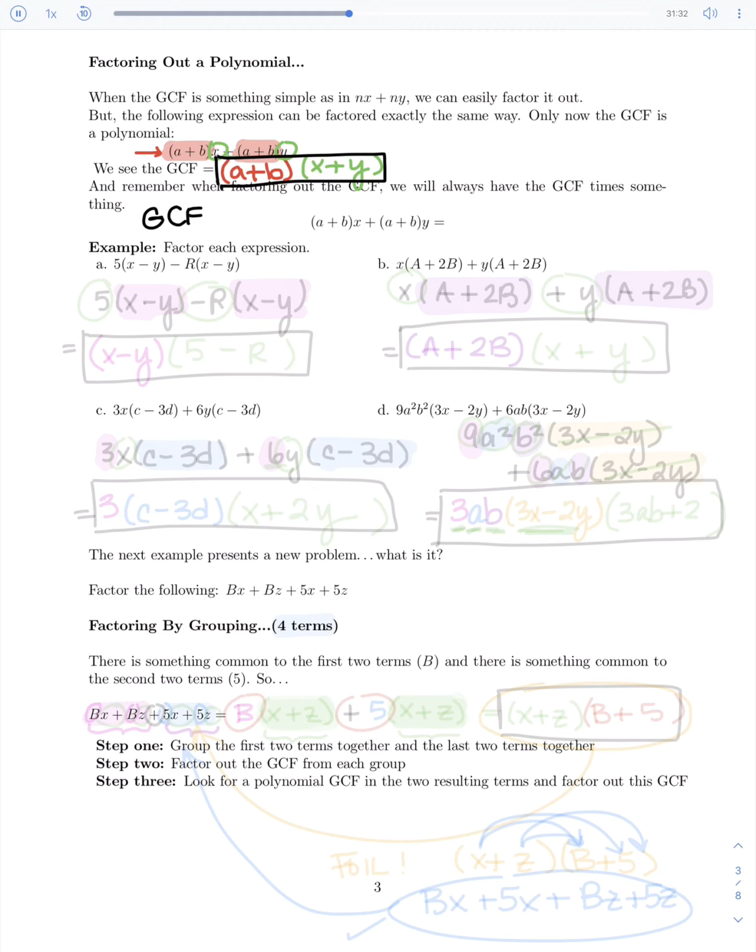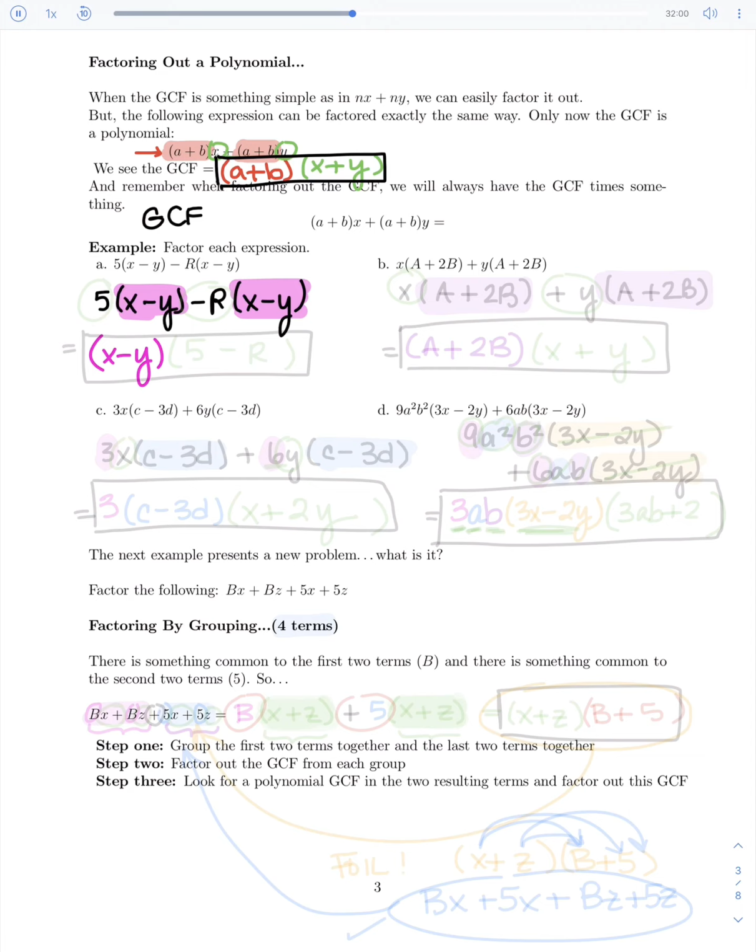In this next example, we've got a 5 times our x minus y minus r times another x minus y. So what do they have that matches, their greatest common factor? Well, they have a matching x minus y with parentheses around it. So we can pull that out in front. So we're pulling out an x minus y with parentheses around it out of both pieces.